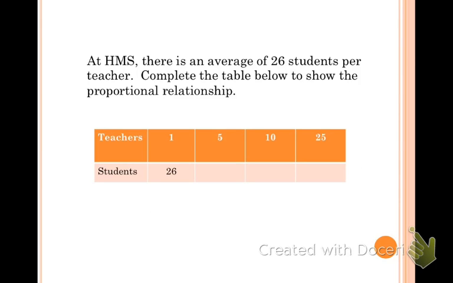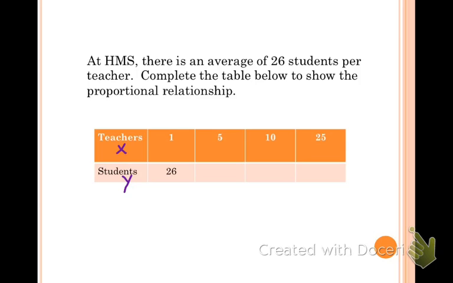Okay, at HMS there is an average of 26 students per teacher. Complete the table to show the proportional relationship, and we're going to take it a step further and actually write the equation. So, since this is our x value, this is our y value, we're telling what our variables are. Remember, the y is dependent, it depends on x, and as the number of teachers change, so do the number of students in the classroom at a rate of 1 teacher to 26 students.